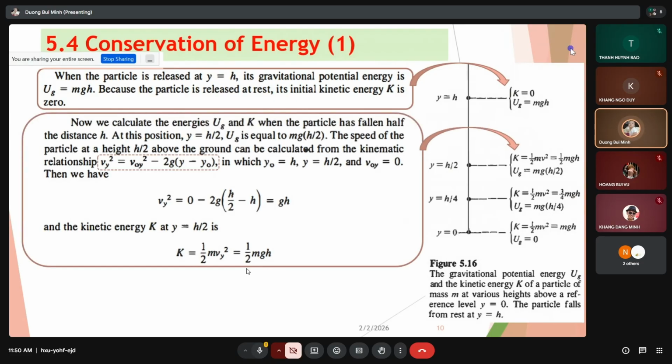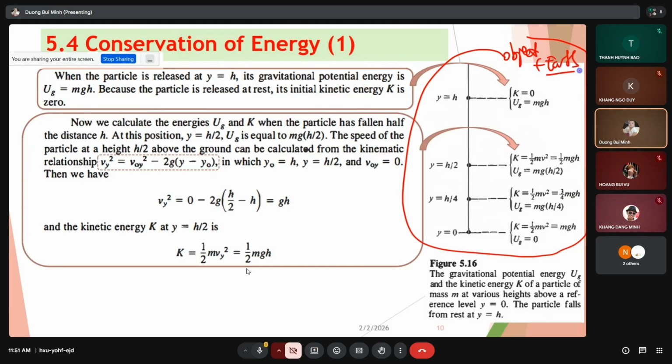Here, this is very easy. It's a very simple example. We have the system like this. I say this one is the system because we have the object plus Earth. So if we have Earth, we have gravitational force, right?